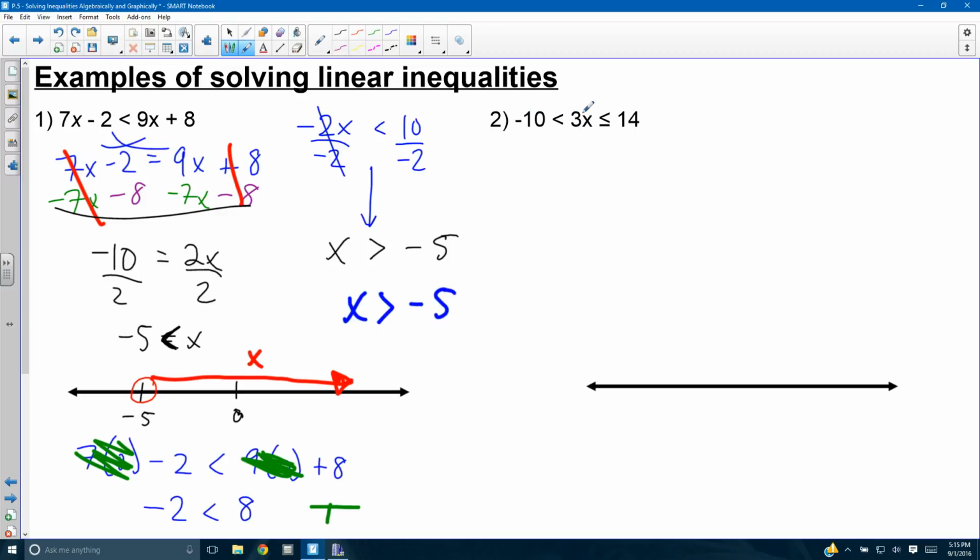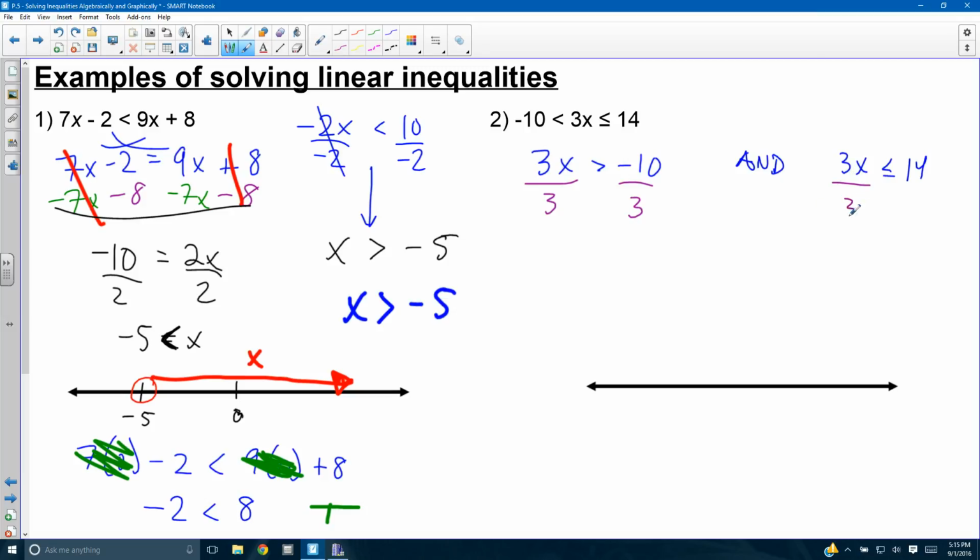Compound inequality. You have two statements here. 3x is greater than negative 10, and you have the statement 3x is less than or equal to 14. So you really have two of them. You really got to solve both of them here. What some people do is they keep it as a compound inequality, and then they apply whatever things they have to do to x. For instance, divide by 3.